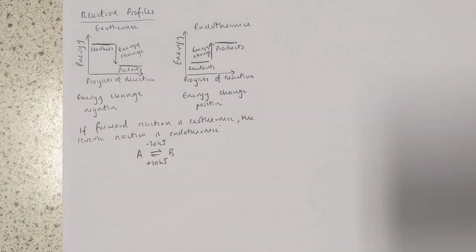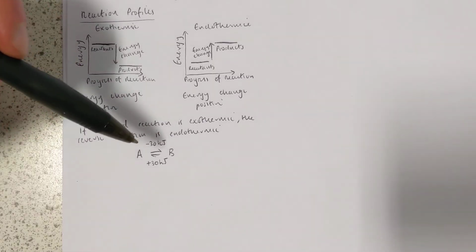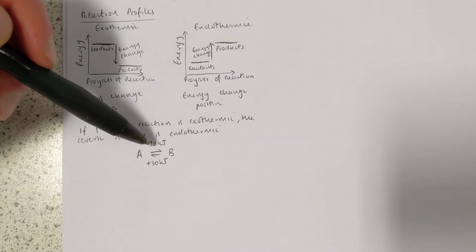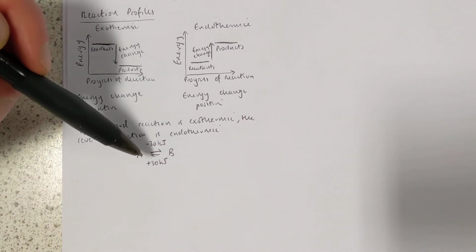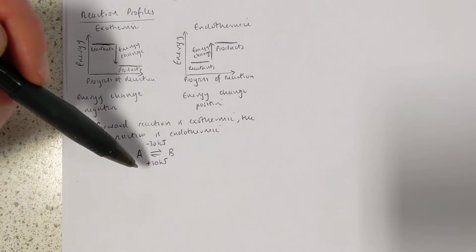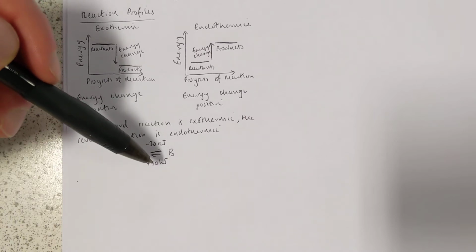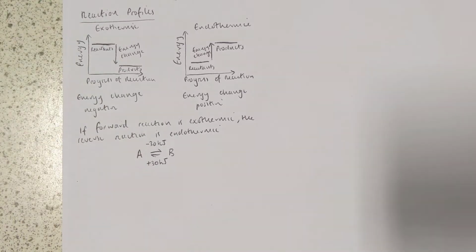To see an example of that, this is chemical A going to chemical B. The forward reaction's got a minus sign. That means it's exothermic. But when you go backwards from B back to A, it goes to a plus sign, which means it's endothermic. But you notice the value of the number actually stays the same in both cases.